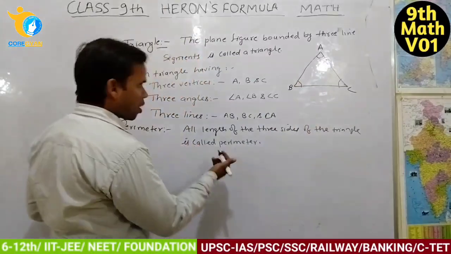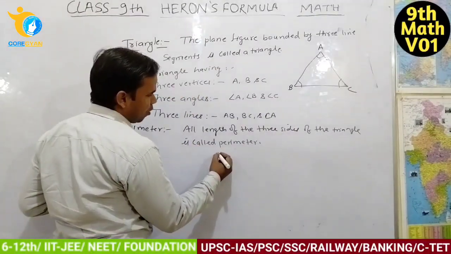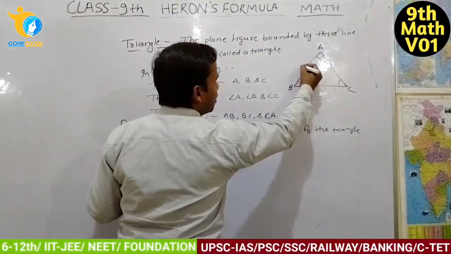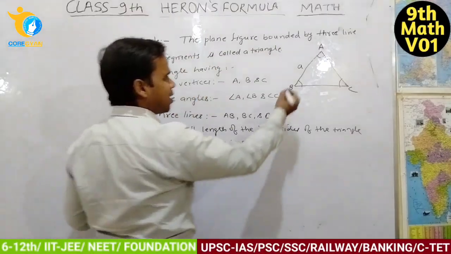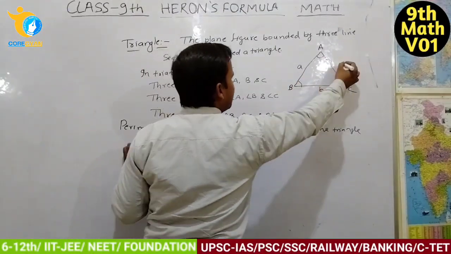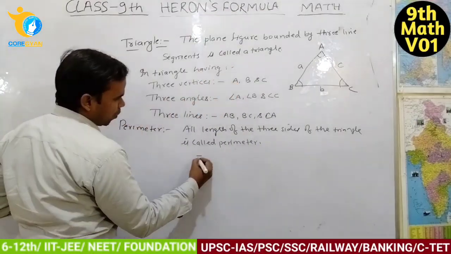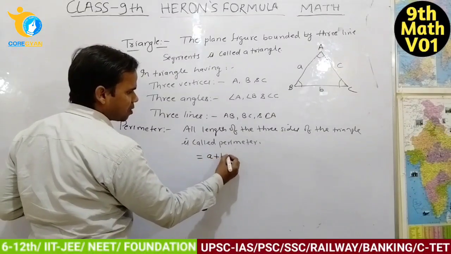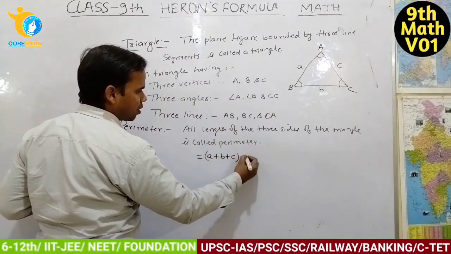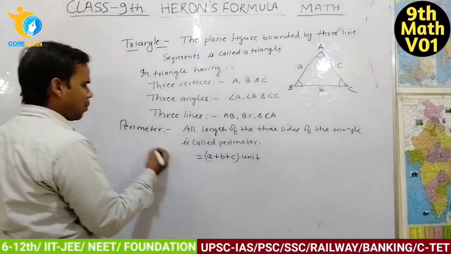So the total perimeter: if the length of side AB is a, this is b and this is c, then the total perimeter is a plus b plus c units. That is the perimeter.